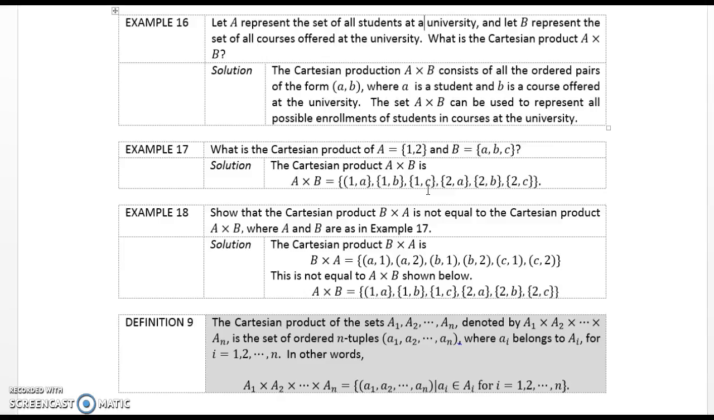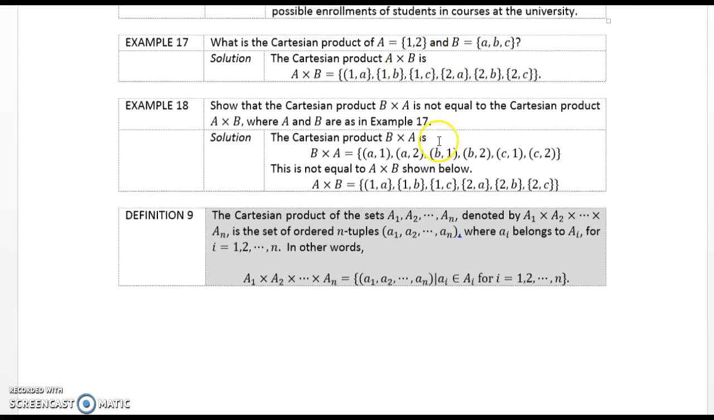Example 16. Let A represent the set of all students at a university, and let B represent the set of all courses offered at the university. What is the Cartesian product A cross B? Solution. The Cartesian product A cross B consists of all ordered pairs of the form (a, b), where a is a student and b is a course offered at the university. The set A cross B can be used to represent all possible enrollments of students in courses at a university.